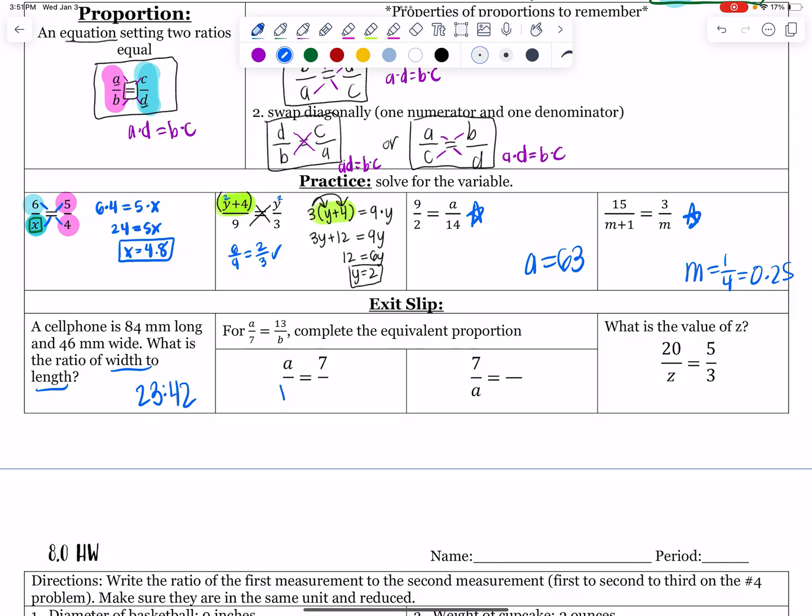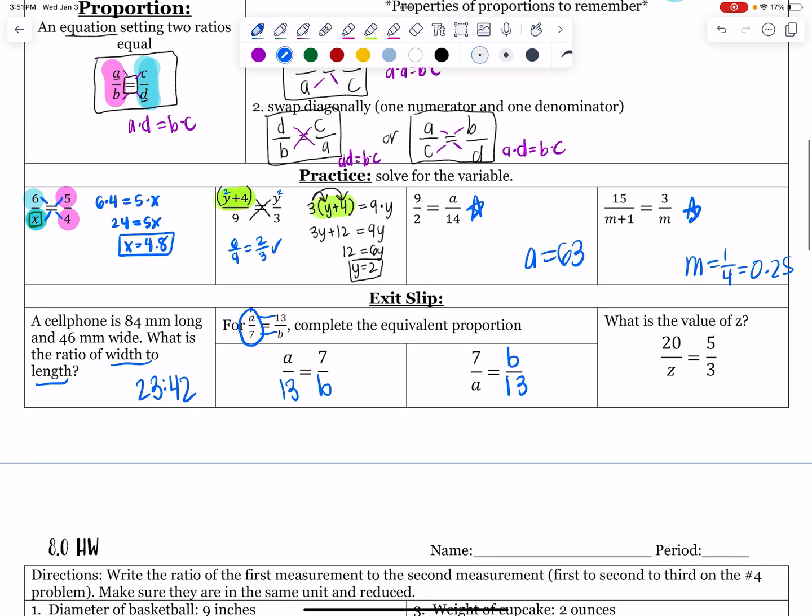Whenever you do equivalent proportions, a over 13, so they went numerator over numerator, equals denominator over denominator. That'd be 7 over b. And they did the inverse of a over 7, which is 7 over a. They flipped it. That's the reciprocal. So they'd have to go b over 13 here. Okay? And then when you cross multiply on this one, you should get z equals 12.